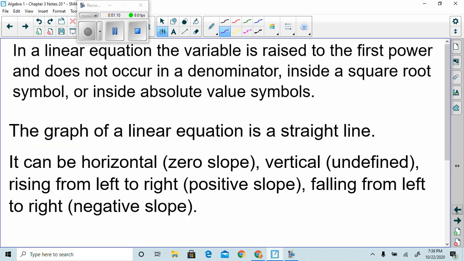But let's look at a textbook definition. In a linear equation, the variable is raised to the first power, and it does not occur in the denominator, or inside a square root symbol, or inside absolute value symbols. So there's a little bit more to it than we thought. The graph of a linear equation is a straight line. It could be horizontal, with zero slope. It could be a vertical line, with undefined slope. It could be going uphill positive or downhill negative. And we'll spend a lot of time talking about and graphing them.